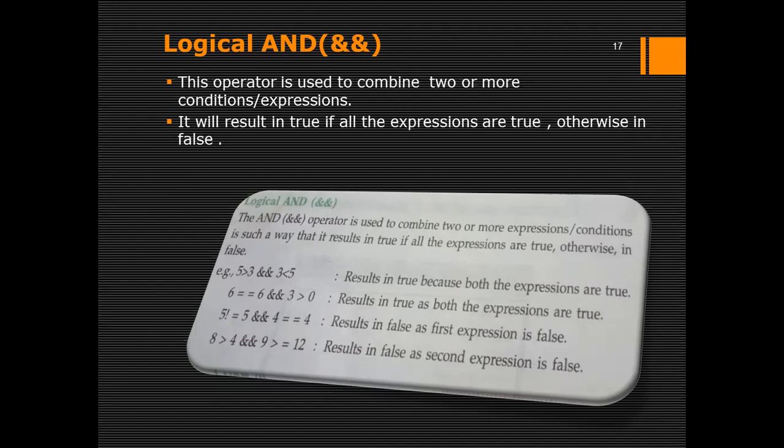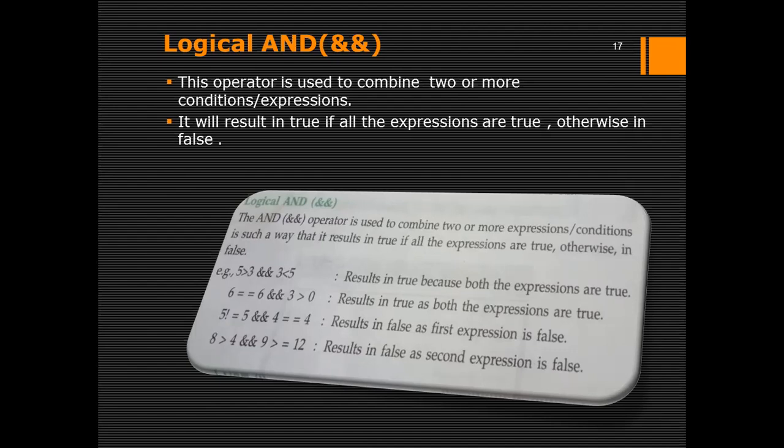For example, look at example number 3, 5 not equal to 5 and 4 equal to 4. Here 5 not equal to 5 is wrong, or false. But 4 equal to 4 is true. But AND gives true only if all the expressions are true. Here one is false, so the result will be false. Look at example number 1, 5 greater than 3 and 3 less than 5. Here both expressions are true, so the result is also true.